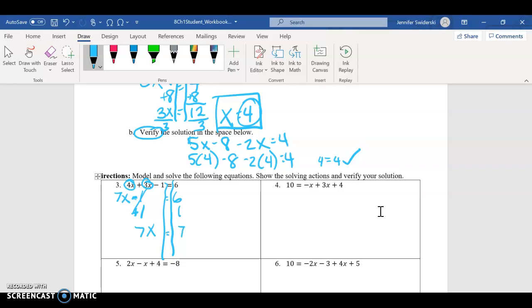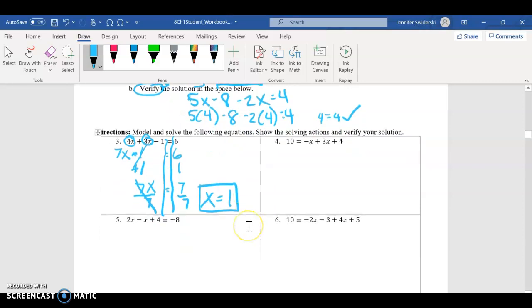All right, how do I get x by itself? Well, what operation is 7x? That's multiply, right? The opposite of multiplying is dividing. So I'm going to divide both sides by 7. So I get x is equal to 1. Let's go ahead down and do number 5.